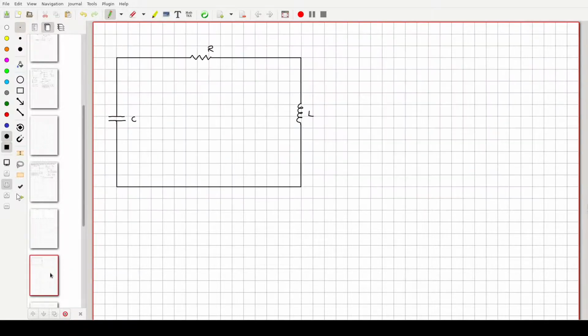Now, so that said, let's kick things up a notch and talk about what happens when you put all three components in the circuit. We have a capacitor, we have a resistor, and we have an inductor. We call this an LRC circuit. Sometimes it's called an RCL circuit. It's just some combination of three letters generally.